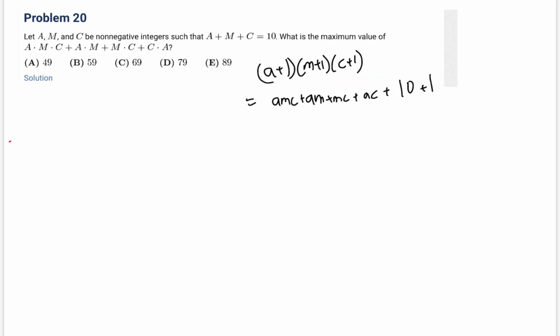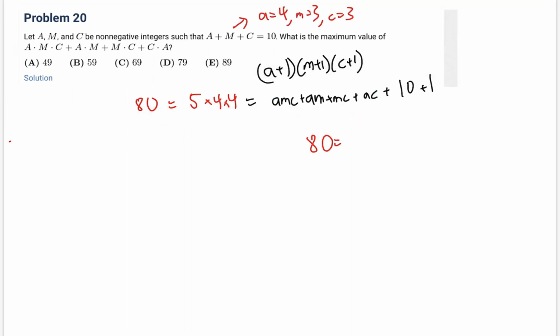So all we need is the maximum value of this. If we want the maximum value of a plus 1, m plus 1, and c plus 1, then we want the maximum value of a, m, and c, right? So from here, a equals 4, m equals 3, c equals 3. That should be the maximum value. And if we add 1 to each and multiply, then we get 5, 4, and 4. 5 times 4 times 4. This is 20 times 4. This is 80.